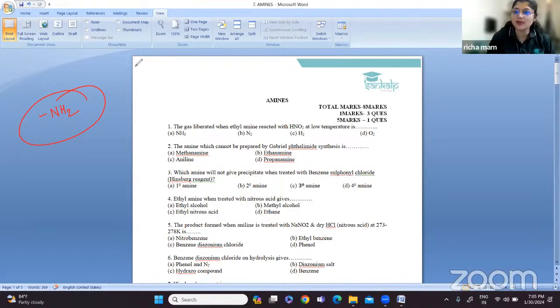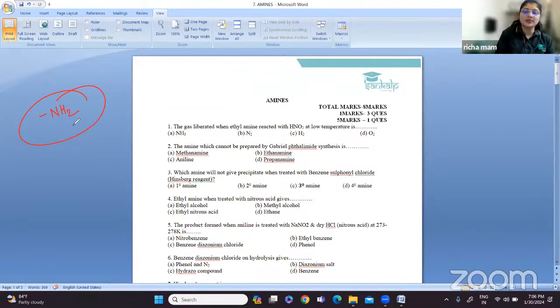The 3 questions of 1 mark will be the MCQ part, so 3 marks for the MCQs. And the 5 marks will be directly one long question. So we'll start with the MCQs first.